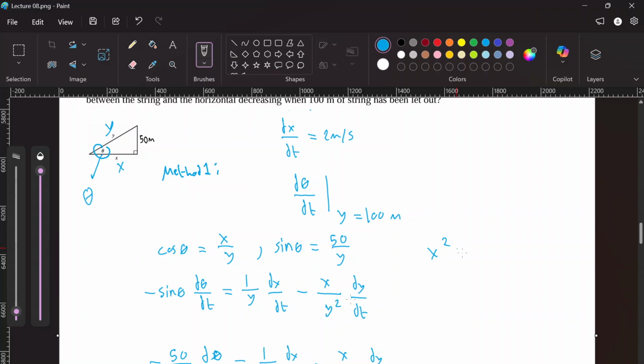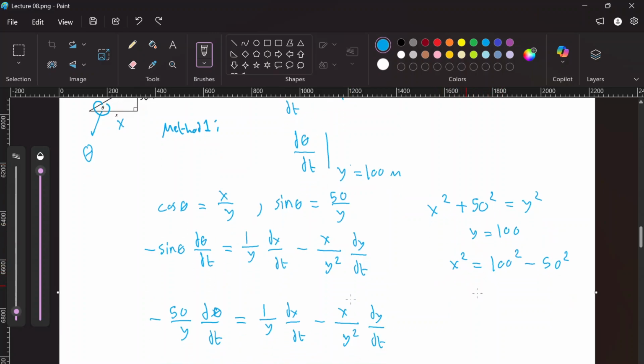x squared plus 50 squared equals y squared, right? We have y equals 100 because we are working with y equals 100. So x squared equals 100 squared minus 50 squared. We move 50 squared to the other side, okay?